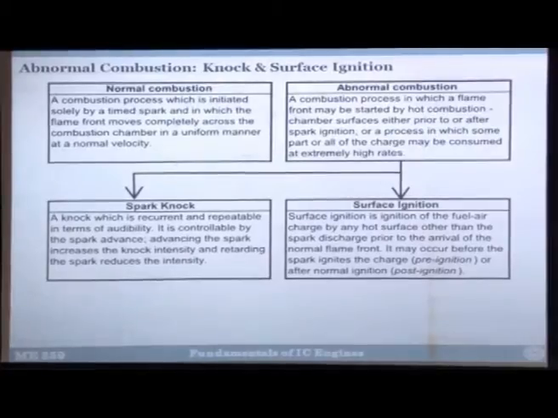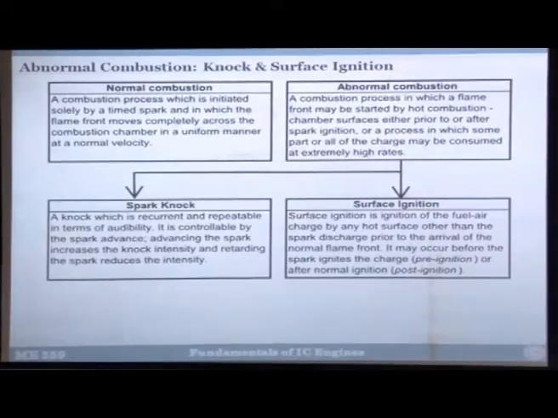Okay. So let's look at the combustion overall. There could be normal combustion, and anything which is not normal is called abnormal combustion. What is normal combustion? A combustion process which is initiated solely by a timed spark, that means you are giving a precise timing, and the combustion starts, in which the flame front moves completely across the combustion chamber in a uniform manner with constant velocity. Very smoothly it consumes the entire combustion chamber, it sweeps the combustion chamber. That is absolutely normal combustion, as I showed you in the first set of images.